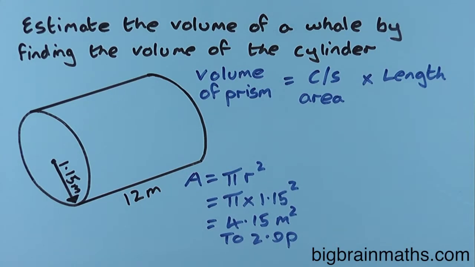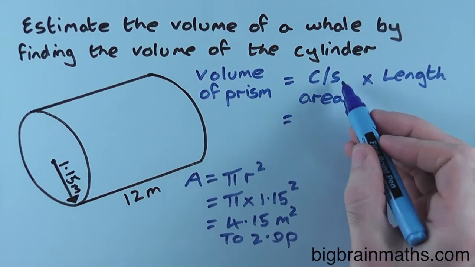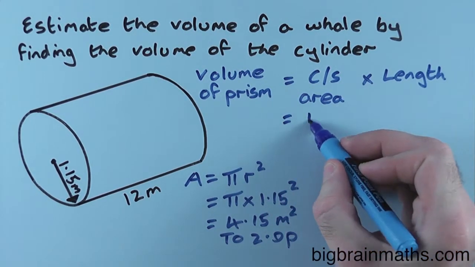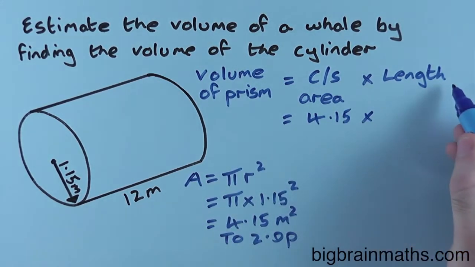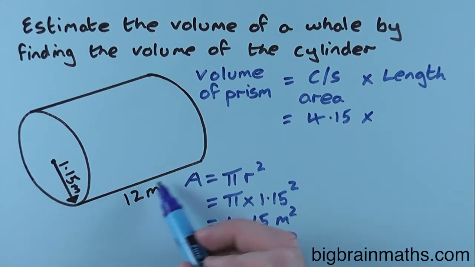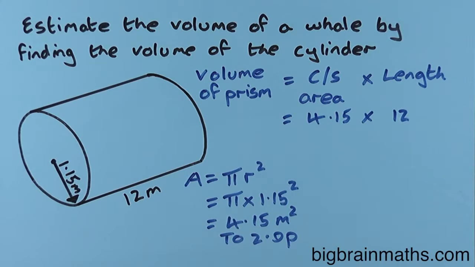Now that we've calculated the cross-sectional area of the prism, we can now find the volume of the prism. So to find the volume of the prism, we need to do the cross-sectional area, which we've just worked out, and that's 4.15, multiplied by the length. And the length of this cylinder is 12 meters. So we're multiplying by 12. Now I do this calculation on a calculator.